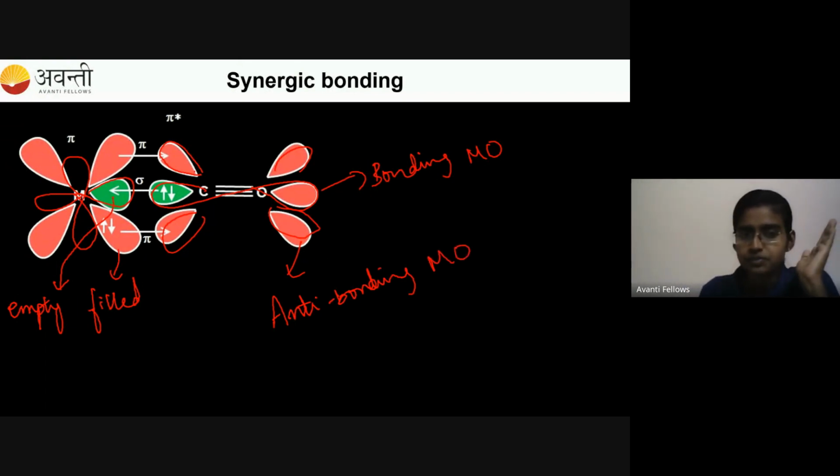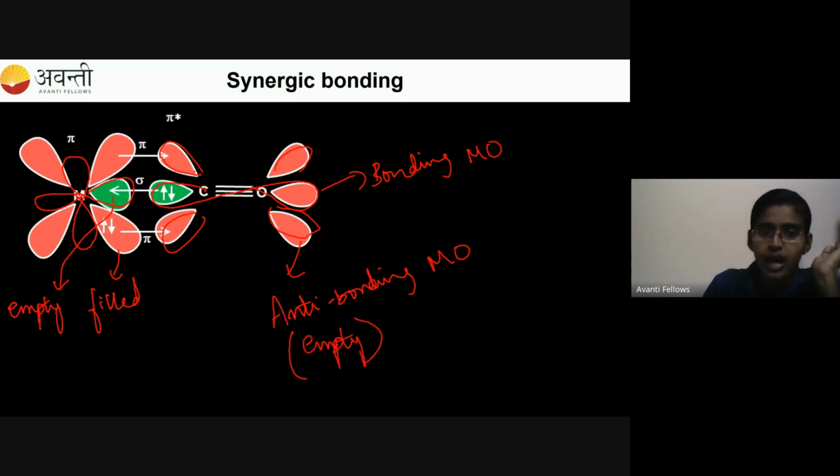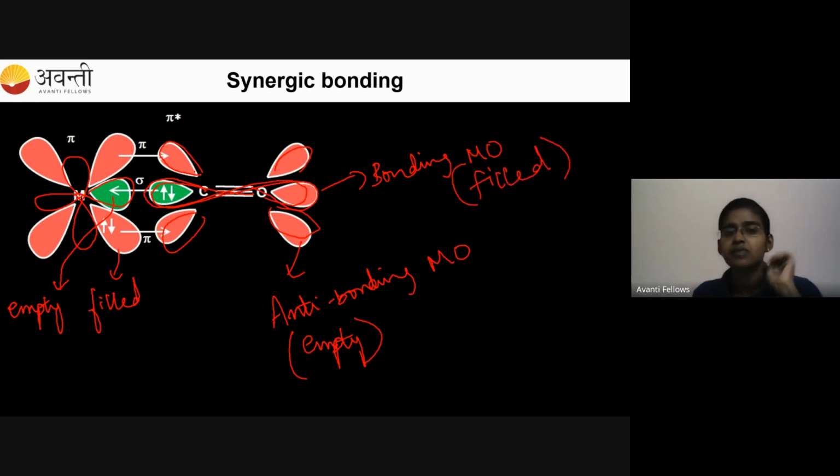Got it? Now, the anti-bonding molecular orbital is empty for this ligand, and the bonding molecular orbital, you can see this green color and this pink color, is filled for this ligand. Got it? Now, what is going to happen? The filled orbital of this ligand is now going to transfer its electron to the empty orbital of the metal.